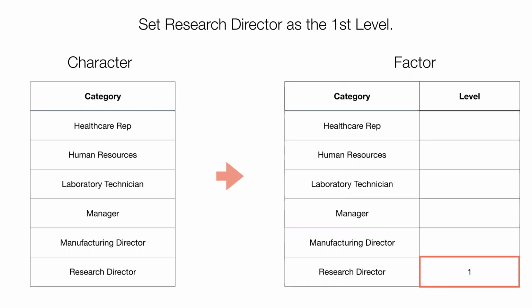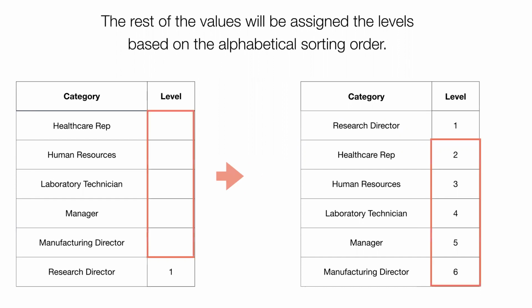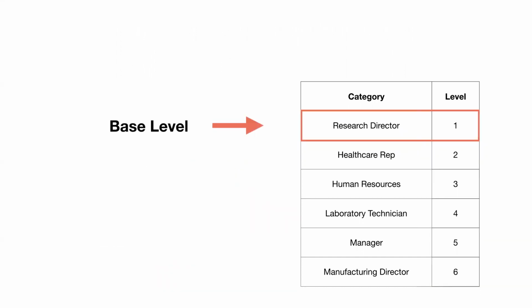Whatever function you use that starts with fct, the functions from the forcats package, automatically converts from character or even numeric to factor data type. And in this case, I set only research director. So research director has 1 as a level, and the others were given the level ID based on the alphabetical sorting order. Okay, so that's what we did.